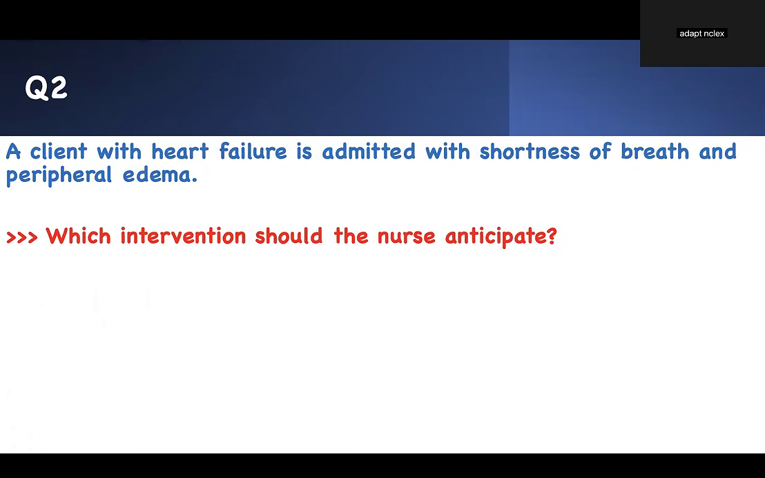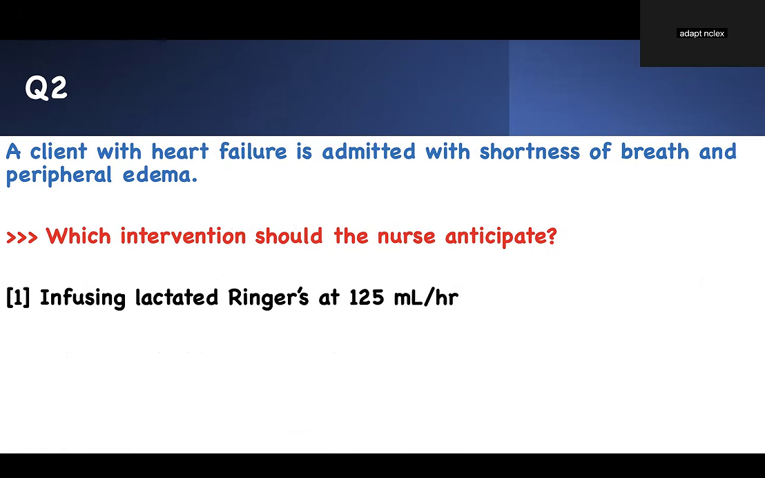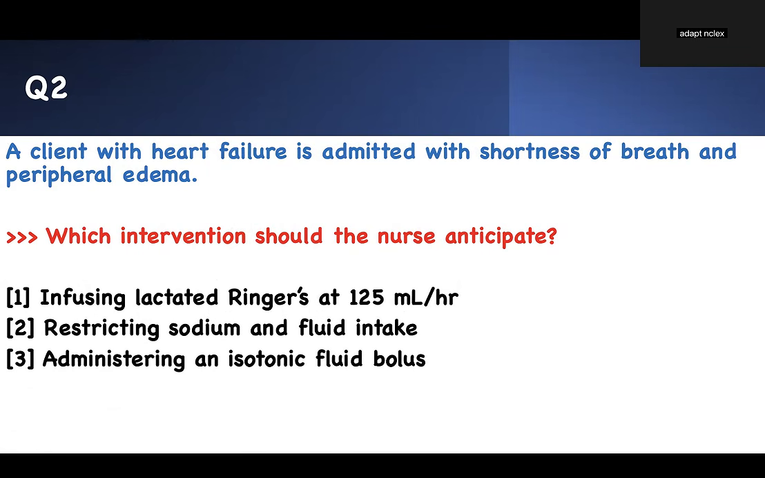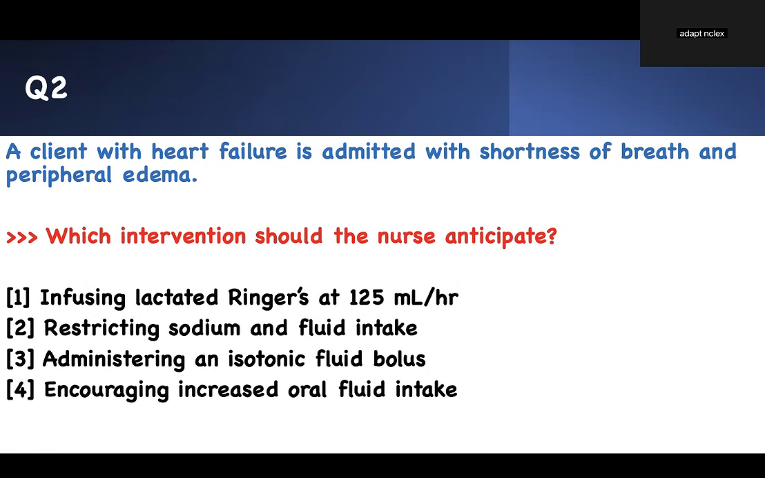This is different from this. A client with heart failure is admitted with shortness of breath and peripheral edema. Peripheral edema, shortness of breath, this is consistent with what? Fluid excess. Which intervention should the nurse anticipate? No more fluid. Will you infuse LR at 125? Will you restrict sodium and fluid intake? Will you give them isotonic bolus fluid? And then would you encourage them to drink a lot of water? I think we should restrict them, because 1, 3, and 4 are talking about giving them more fluid, but they don't need any more fluid. They just need to get rid of the fluid.